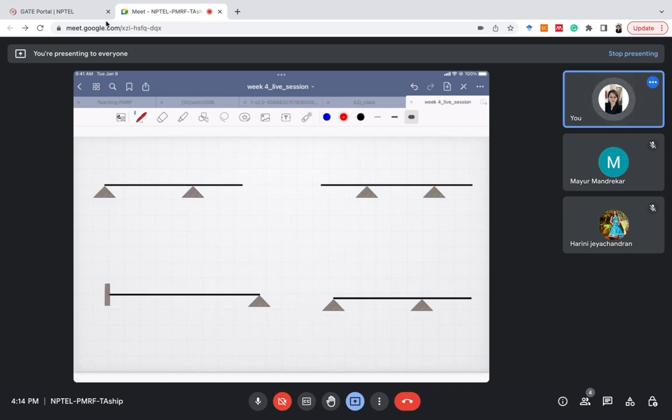See how this kind of beam will deflect: a simply supported beam with an overhang. This part is known as the overhang. This is a simply supported beam with an overhang. These terminologies you should know.